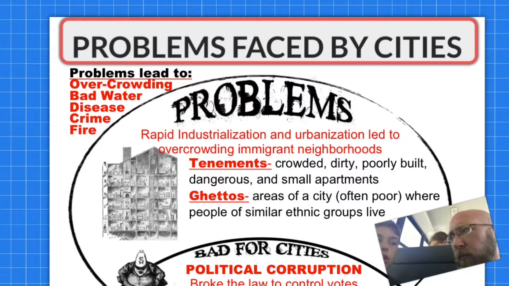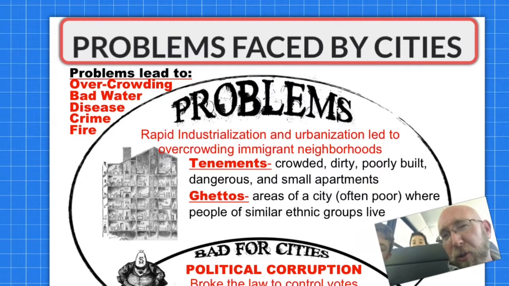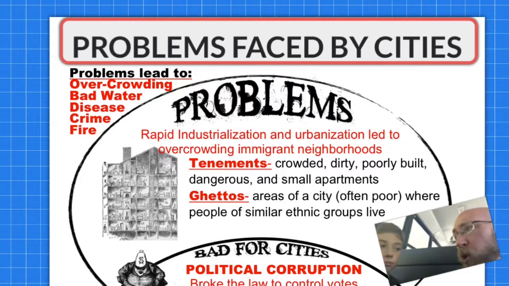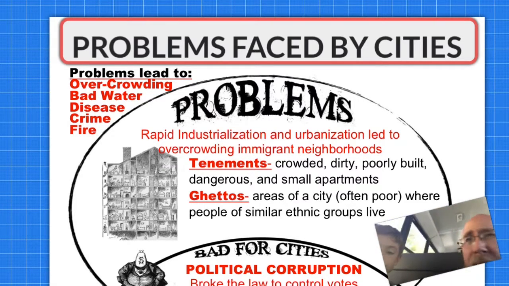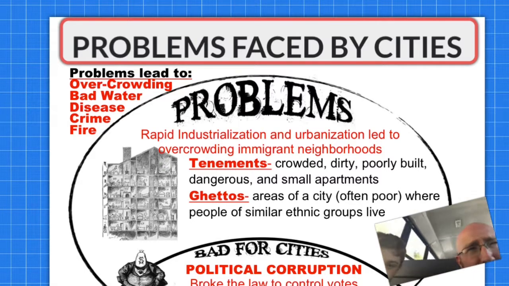Is poo bad? Yes. It spreads disease. Do you want poo in your water? No. Poo is bad for water. So we have disease spreading. Everyone's crowded together. Tenements are very small.